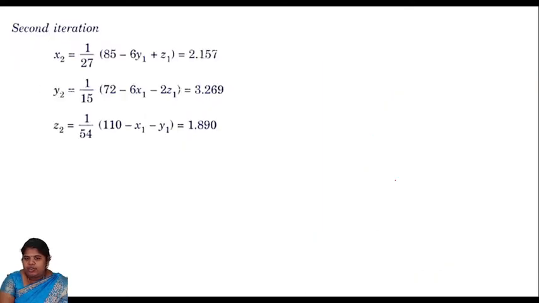That is, x2 equal to 1 by 27, 85 minus 6y1 plus z1. y2 is 1 by 15, 72 minus 6x1 minus 2z1. And z2 is 1 by 54, 110 minus x1 minus y1. That is, we are substituting the values of x1, y1, z1 in all three expressions. We obtain x2, y2, z2.